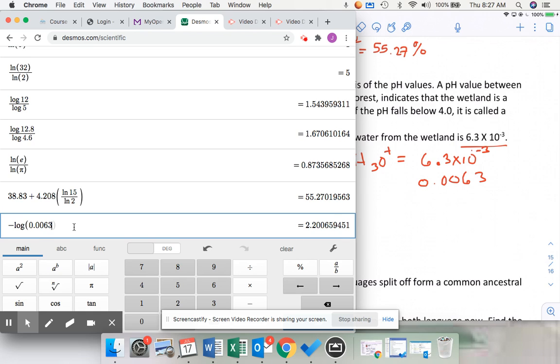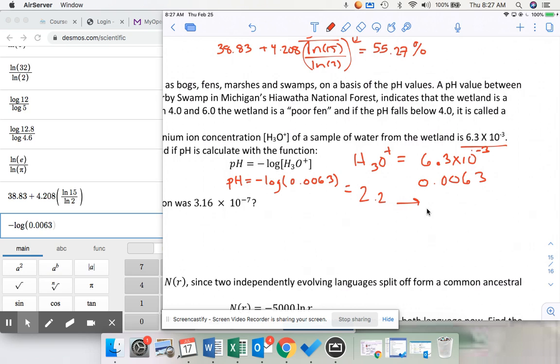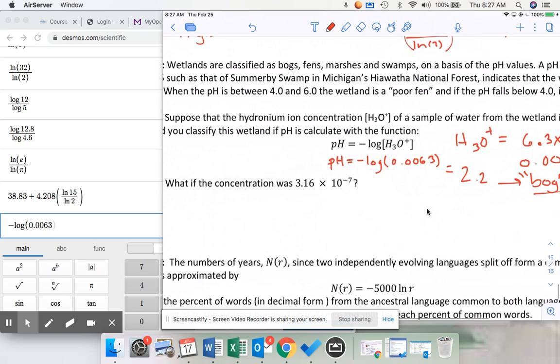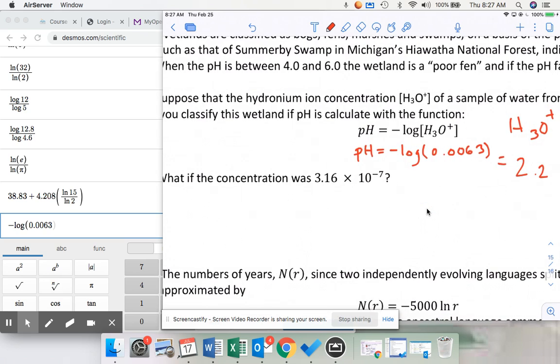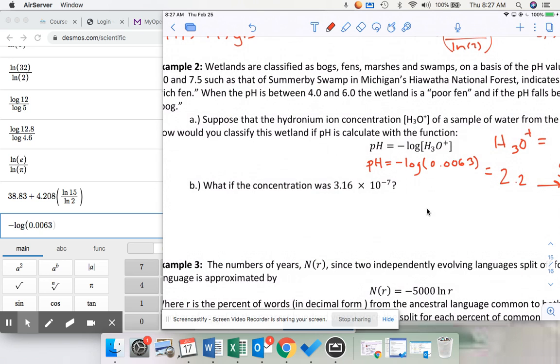And we have a 2.2 pH, which would classify this as a bog. This is not a fen. This is gross, disgustingness. All right. What about a pH concentration of 3.16 times 10 to the negative second? What if it was that concentration?